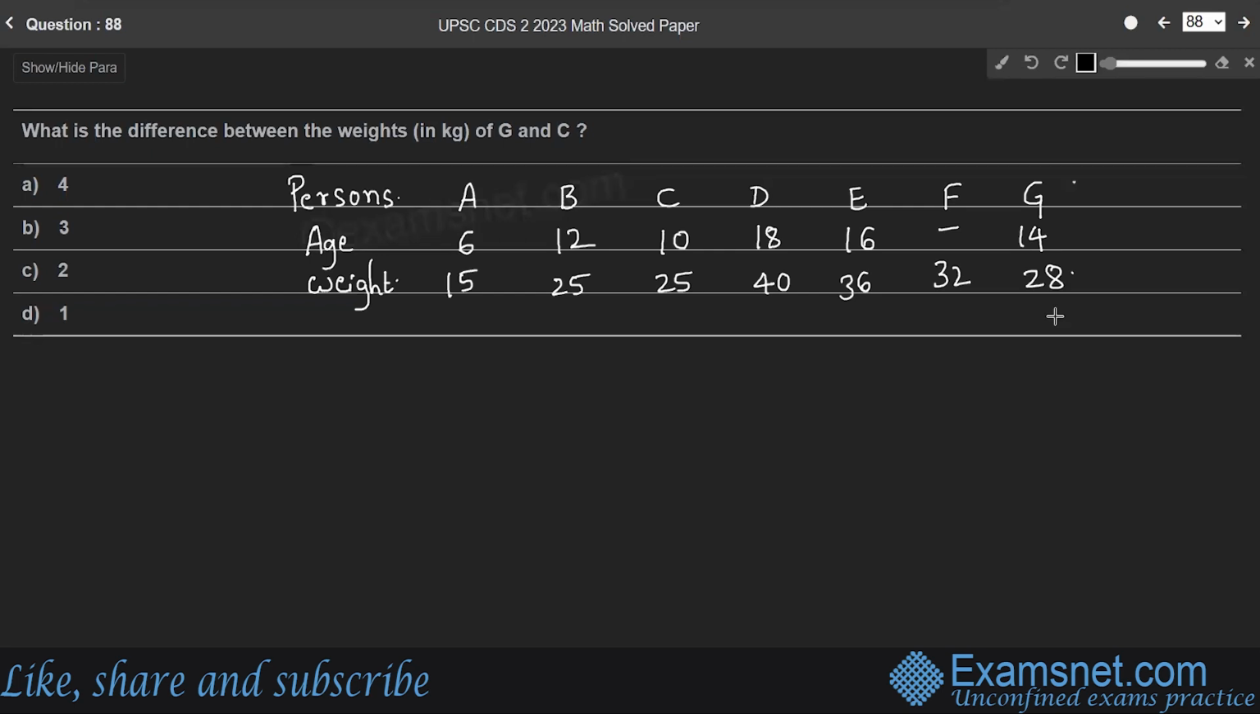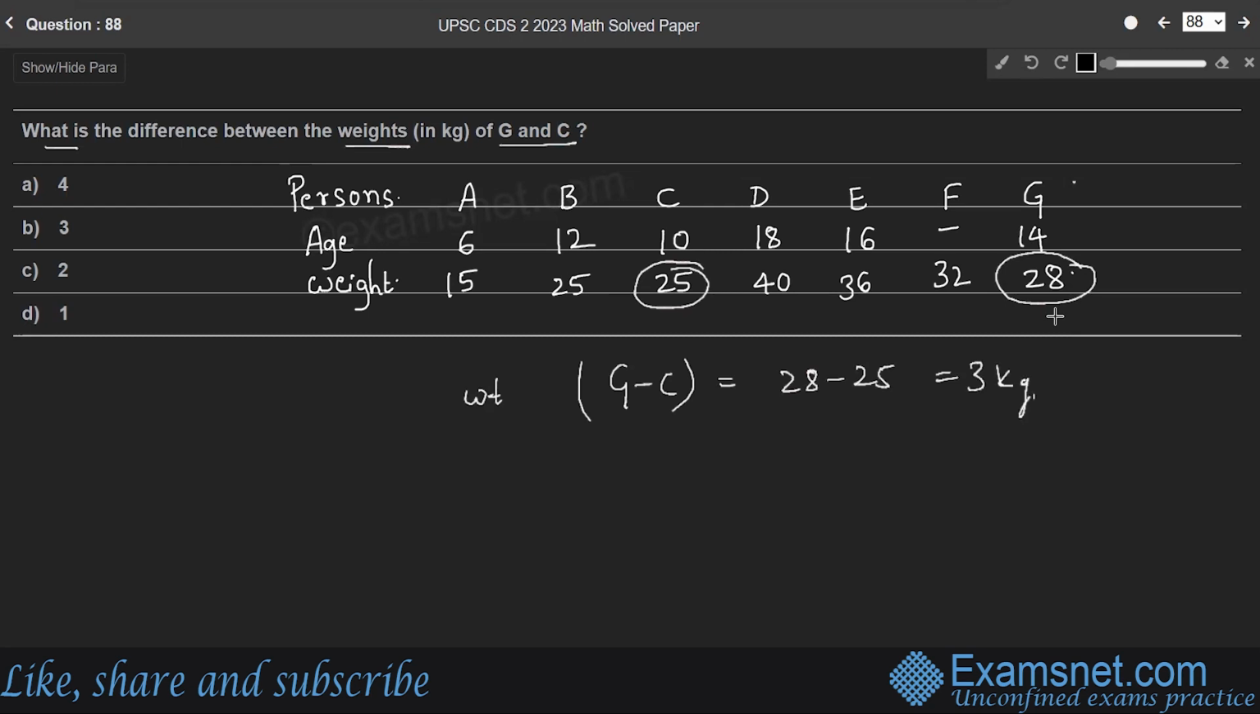Question 88: what is the difference between the weights of G and C? Here G weighs 28 kg and C weighs 25 kg. So G minus C is 28 minus 25, which is 3 kg. The difference between the weights of G and C is 3 kg, option B.